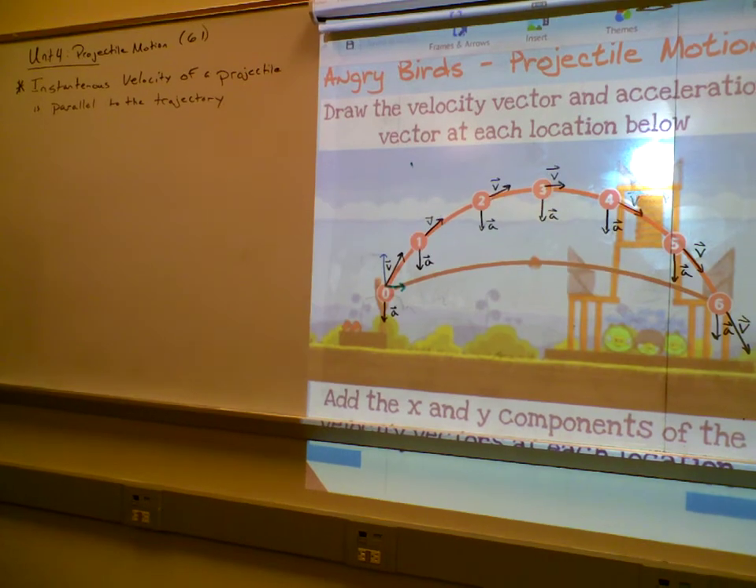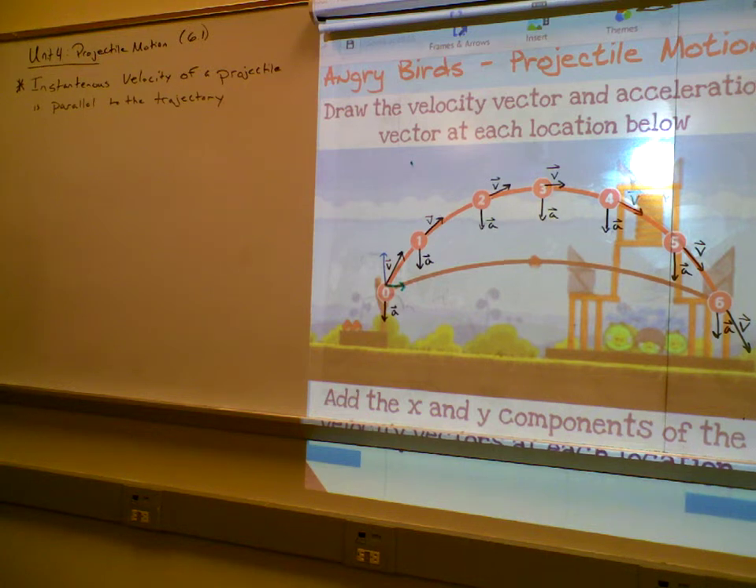What's going to happen to the x velocity? The green vector. Let's get into the green vector. For which one? For those, 0, 1, 2, 3, 4, 5. What's going to happen to the x velocity? It's going to stay the same. What's going to be the y velocity? After 3 it gets bigger, right? But before 3 it gets smaller, then it gets bigger.